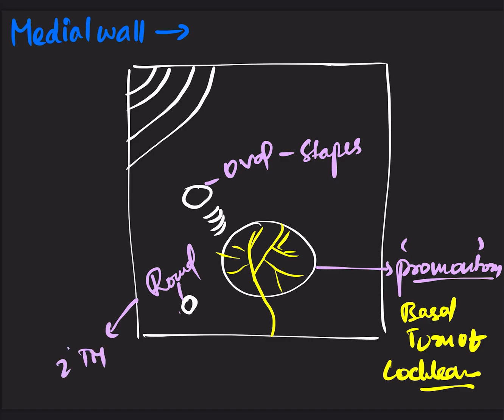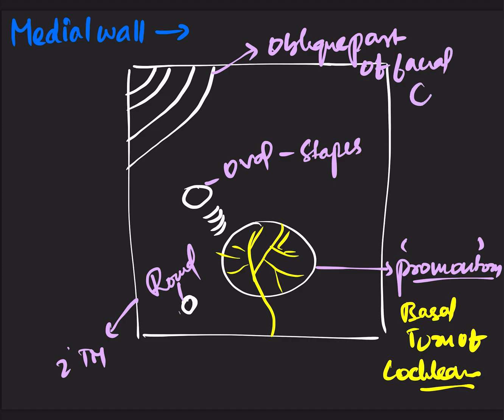And this is the sinus, a depression behind the promontory. It indicates the position of the ampulla of the posterior semicircular canal. Here you can also see the prominence of the oblique part of the facial canal. In the posterior wall we saw the vertical part of the facial canal, but here you can see the oblique part. Another prominent structure here is the prominence of the lateral semicircular canal of the internal ear.